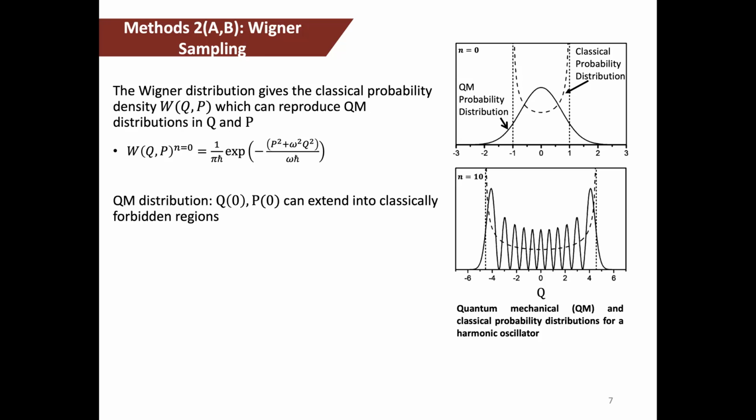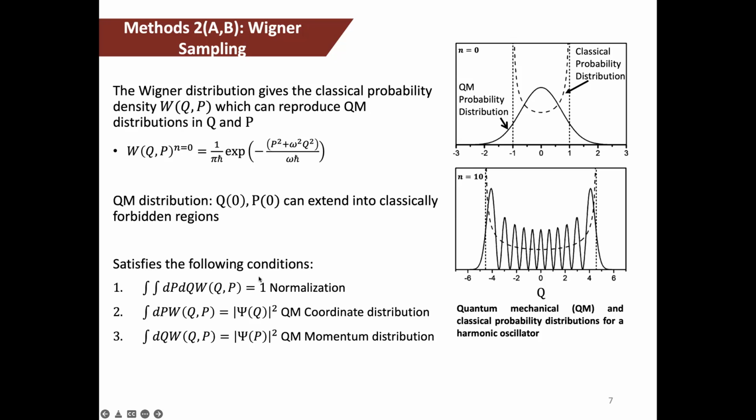So the QM distribution, as I said, can extend into classically forbidden regions, and the Wigner distribution satisfies the following 3 conditions. So it satisfies the normalization condition: if you integrate over all momenta and all positional space, it will give you 1. If you integrate over all momenta, it would give you the probability in coordinate space, and if you integrate over the positions, it would give you the probability in momenta space.